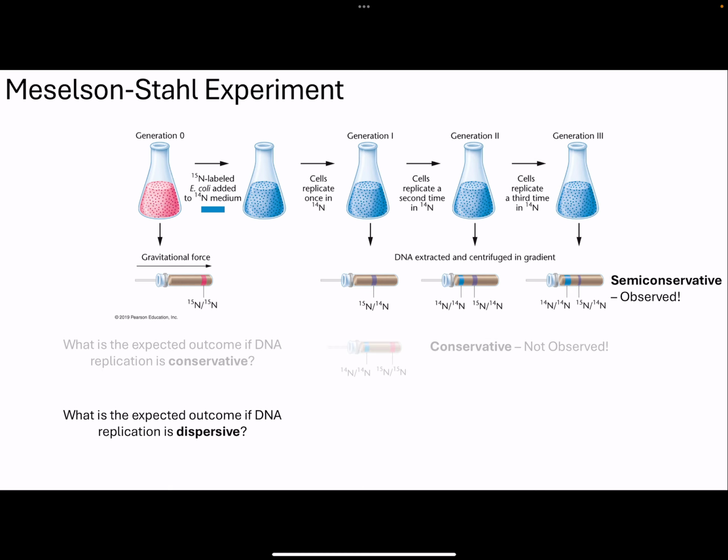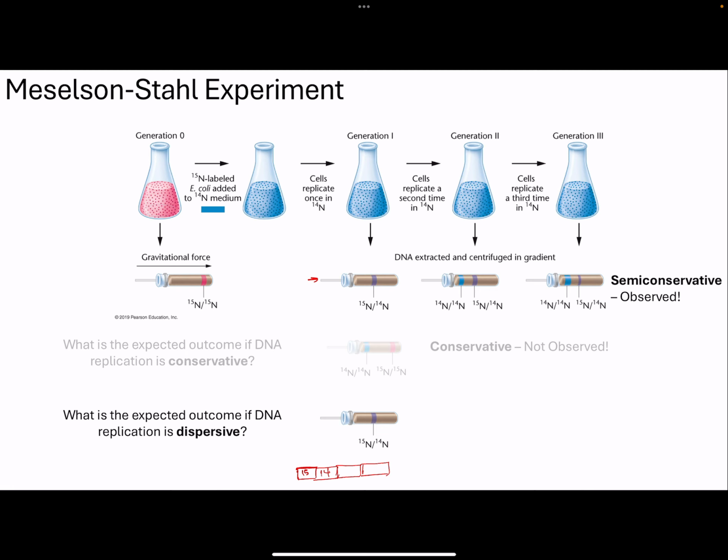Okay, so let's think through the dispersive case now. We might expect to see a similar sort of result to what we actually see in generation 1 if dispersive replication is happening. So again, this is the idea that if you have your parent and your newly replicated sections of DNA interspersed in these double-stranded chunks, you might have something like this, where all of the bases here have N15, all of the bases here have N14, and so on and so forth.